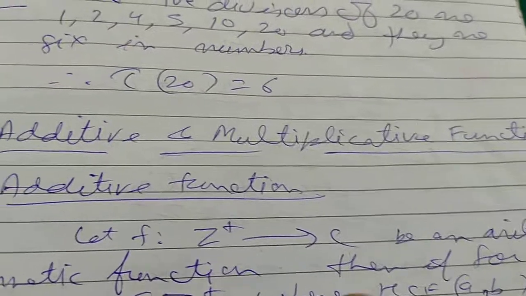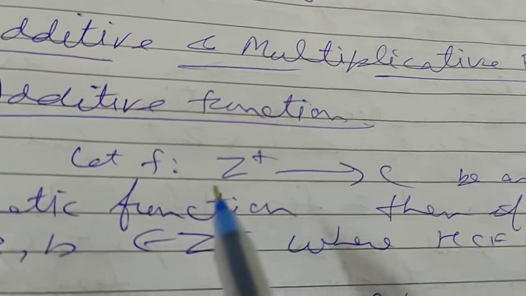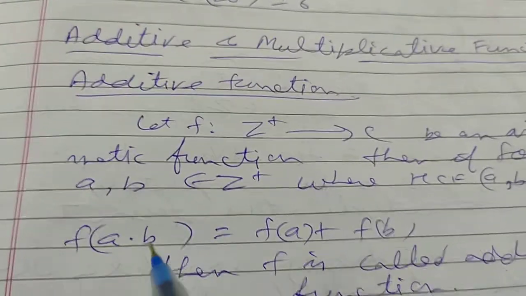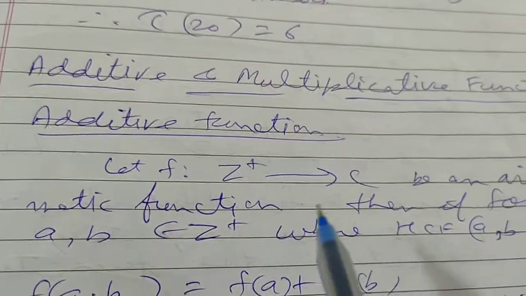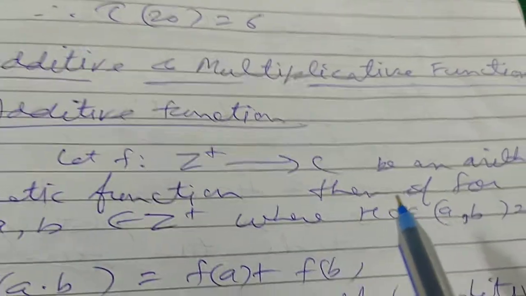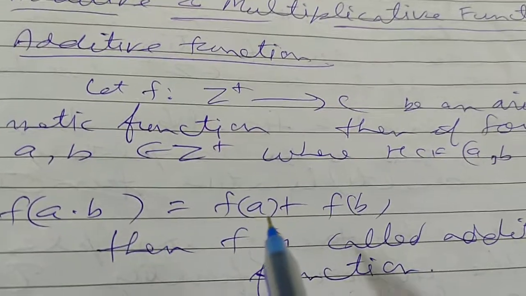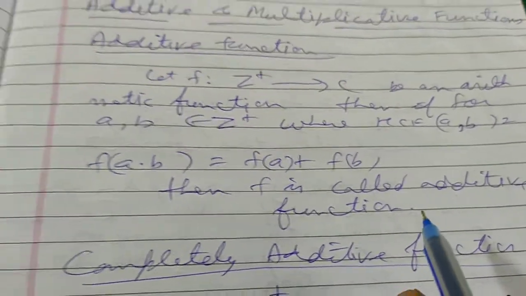Next we'll learn what additive and multiplicative functions are. So first let us learn the additive function. Let f be a function from Z plus to C, an arithmetic function. Then if for any two positive integers, say a and b, taken in such a way that their GCD is 1, and in that case f of a times b is the same as f of a plus f of b, then f is called an additive function.